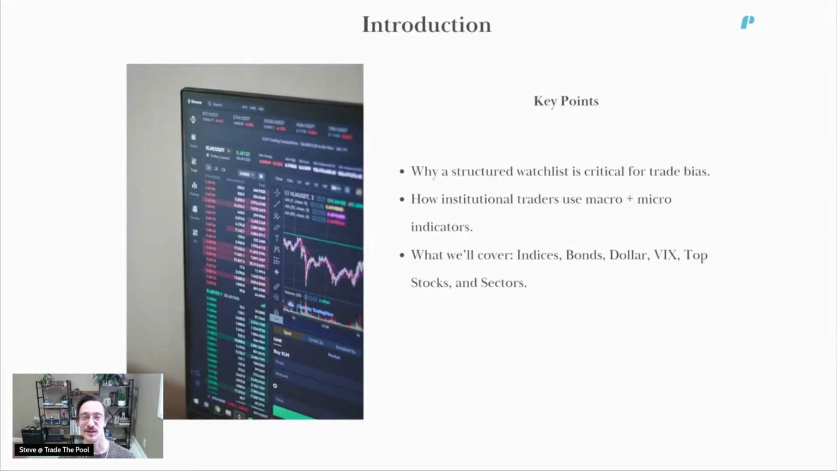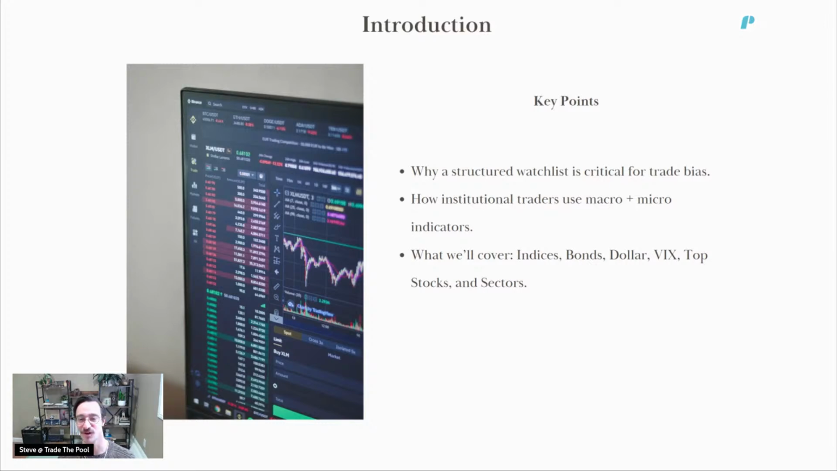So what are the key points here? So why a structured watch list is so critical is because it gives you a one-stop shop, a little panel on the side of your charts that gives you so much information. It gives you more information than anything else on your screen, I promise you. If you're not trading with the watch list, I just upped your trading game by, let's call it 10%. Why not? So yeah, it's good stuff.